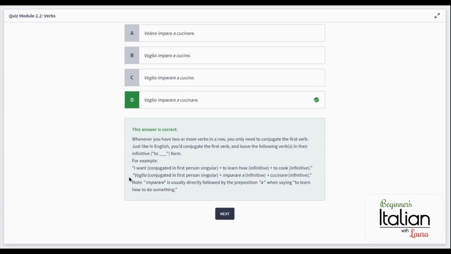Okay, so in Italian, voglio, which is conjugated in the first person singular, plus imparare a in the infinitive, plus cucinare in the infinitive. Note, imparare is usually directly followed by the preposition a when saying to learn how to do something.